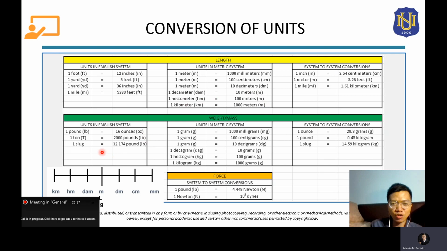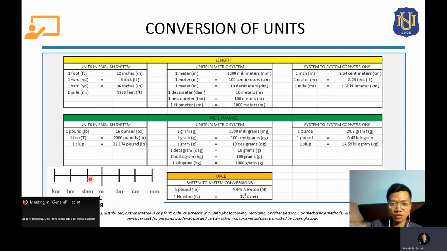But now, if you're going to convert meter, let's say, to hectometer, so the movement will be 1, 2. But you will include 1 in your count. So from 1, that will be 1, 2. So it will have 0 or 1 zero. That will be 0.01. So 1 meter is equal to 0.01 hectometer.